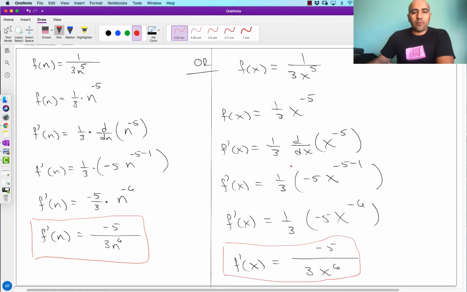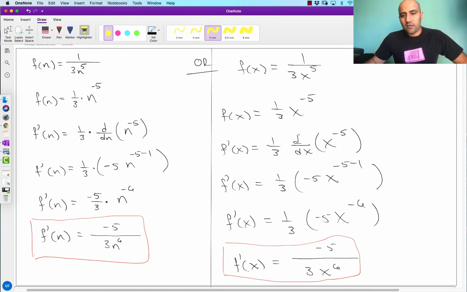So this is how the problem would have looked if we used our favorite letter x instead of this n. It takes a little bit of time, I think, to get used to using different variables, especially when it comes to this new notation we just learned, that this represents the derivative of our function with respect to the variable, which in this case, the independent variable is x.